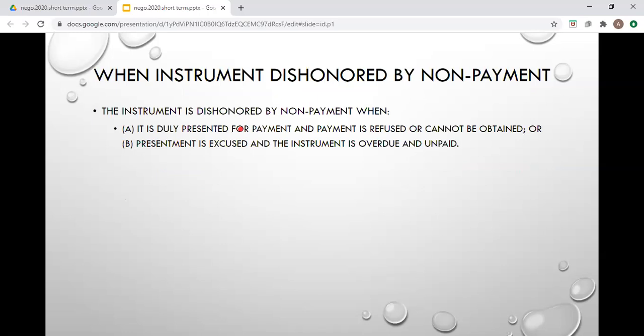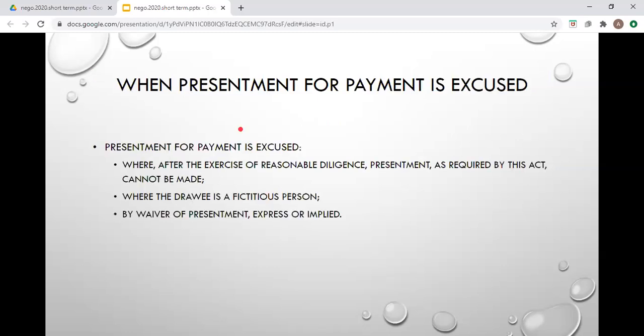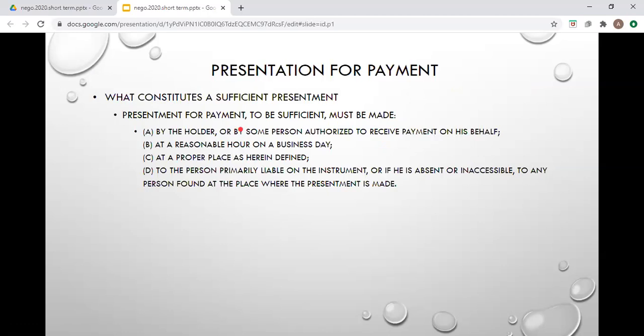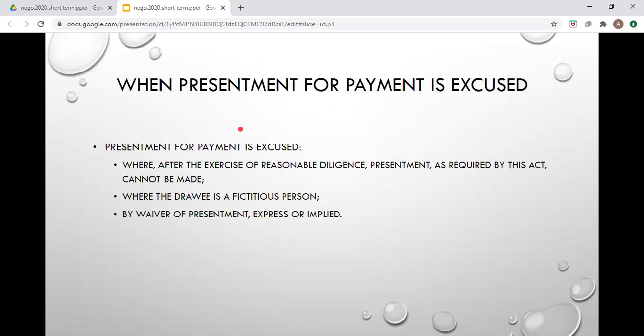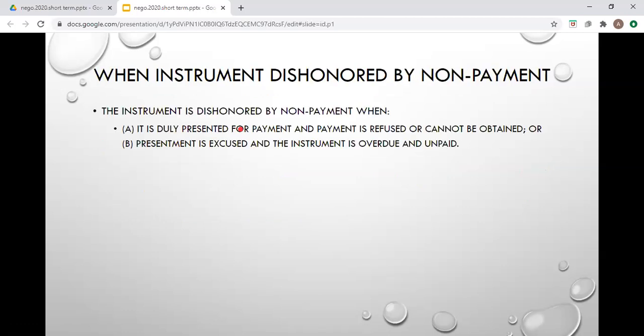And then when will you consider the instrument dishonored by non-payment? The instrument is considered dishonored by non-payment when it was duly presented for payment and payment is refused or cannot be obtained. So in other words, you complied with the requirements, yung who, to whom, where, and when. But notwithstanding the same, the instrument has not yet been paid. And then the last one is when presentment is excused and the instrument is now overdue and unpaid.